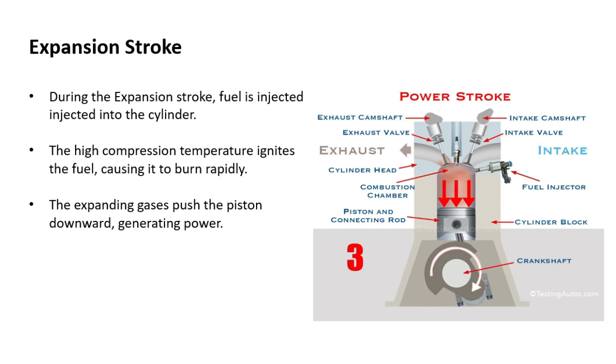It is also called as power stroke. We have finished compressing the air. We get a controlled explosion. The fuel has now ignited within the combustion space. That is represented by this red color, which signifies heat. We have a controlled explosion and the piston is gonna be forced downward.